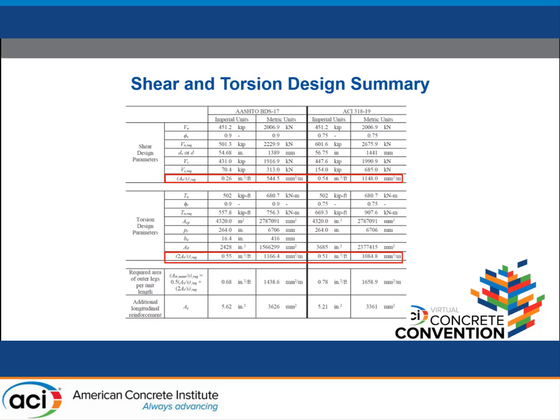Another comparison is made for the additional reinforcement in the longitudinal direction, and we found that even though the two approaches use different equations, one considering the interaction between shear, bending, and torsion, and the other only a function of the torsion, the resulting additional longitudinal reinforcement is pretty close by these two methods, as you can see.